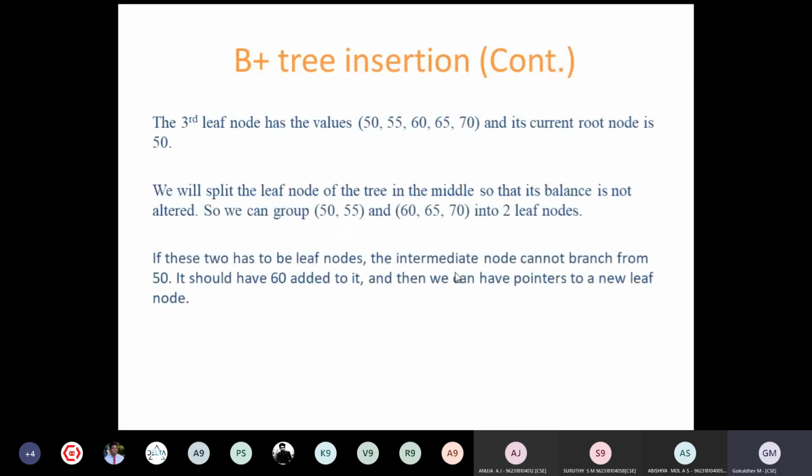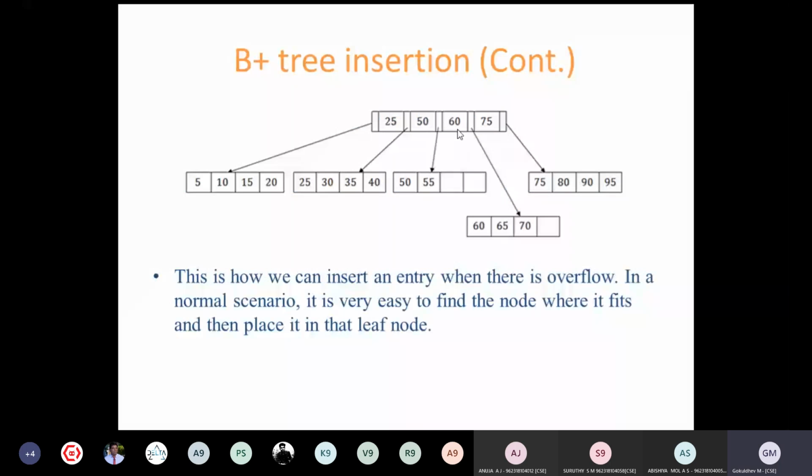That's what happened here. So now 60 is promoted to the root node, and the other children: 50 and 55 will become the leftmost child, as they are less than 60, and 60, 65 and 70 will become the rightmost child. Again you may have a question: why do we have this 60 again here? That is also one of the important beauties of the B plus tree. Whenever a key is promoted as a root node, it will still retain its place in the child node for easy access of the records.